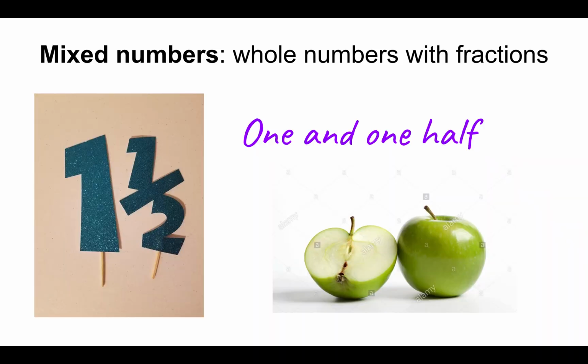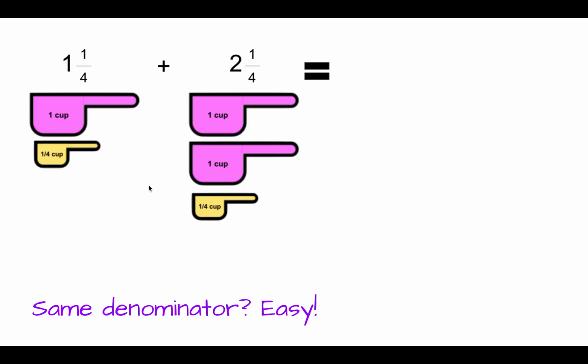A mixed number is a whole number with a fraction. So for example, this is 1.5. Here's 1.5 apples. We can read it as 1 and 1/2. So anytime you see the big number with a fraction, this is a whole number and this is the fraction.